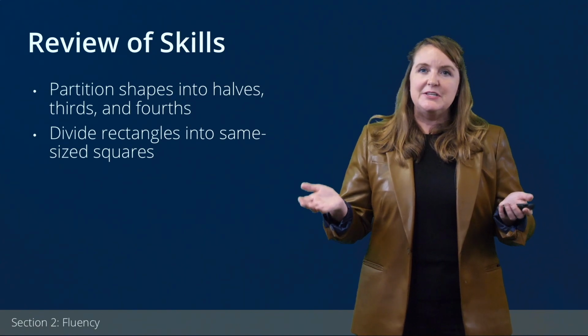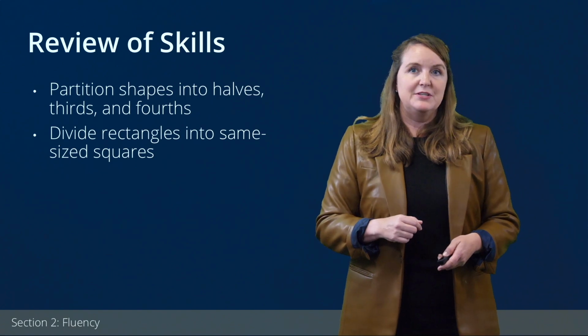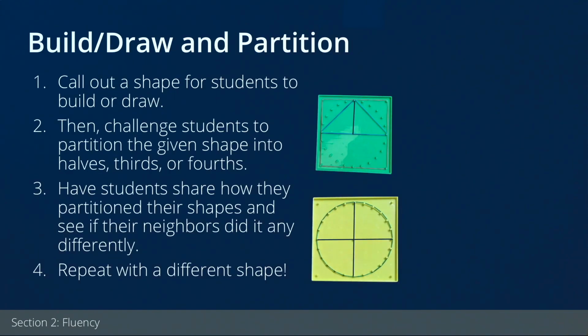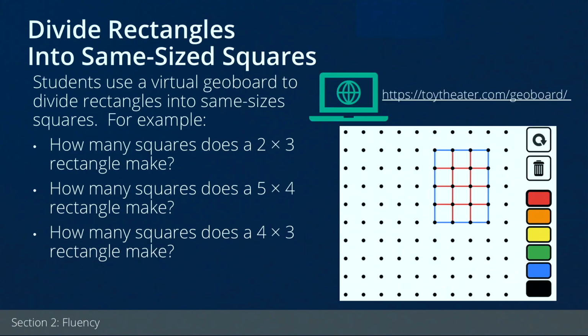What are some activities that you might want to use to help students with this fluency? Let's check it out. Well, one of the things that students might want to do is build or draw and then partition. So you could call out a shape for students to build with manipulatives or draw on paper or whiteboards, and then challenge students to partition that shape into thirds or fourths or halves, and then ask students to share how they partitioned, and then repeat with different shapes. That sounds like a nice activity to build some fluency there.